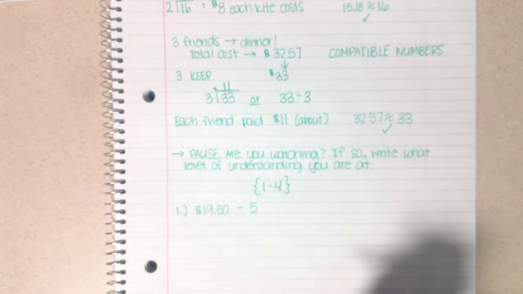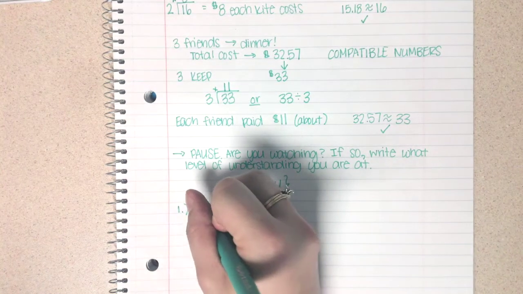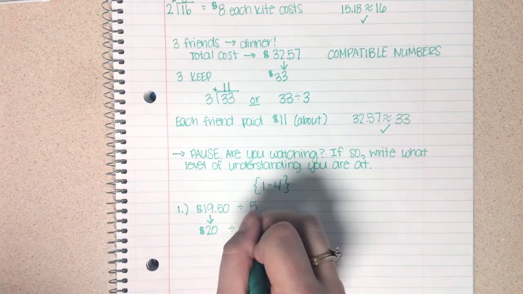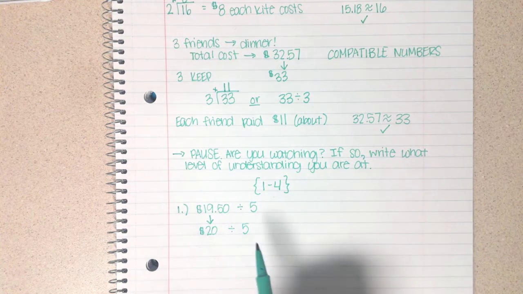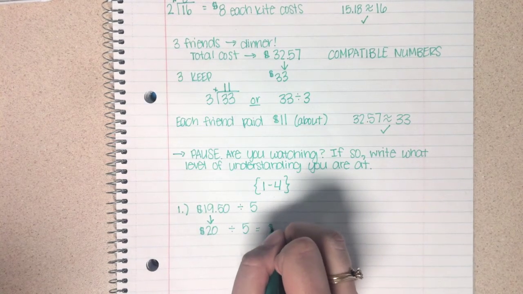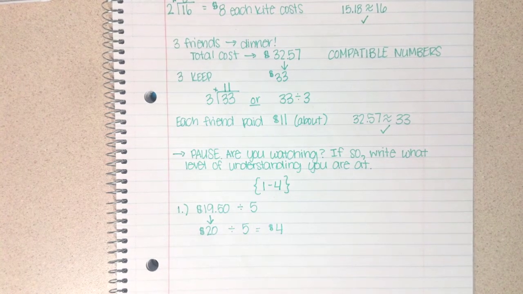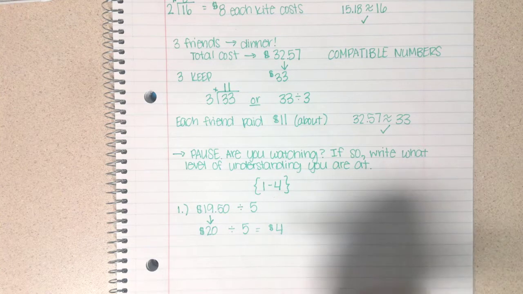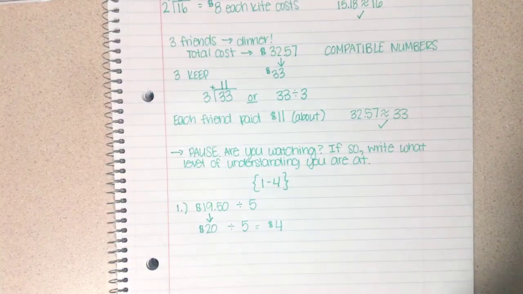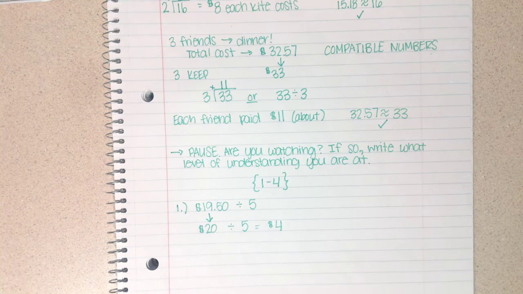But anyway, all right. So $19.50, I'm going to go ahead and change to 20, because I know that that works really well with 5. And in fact, 5 times 4, I know, is going to give me $20. So I know that this is $4. Don't forget your label. All I had to do in that one was change one number. I didn't even change my 5. I just used those compatible numbers. So try to remember throughout your homework that you are trying to get compatible numbers. Okay, that's what you want.